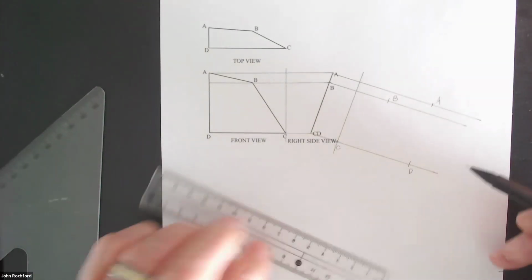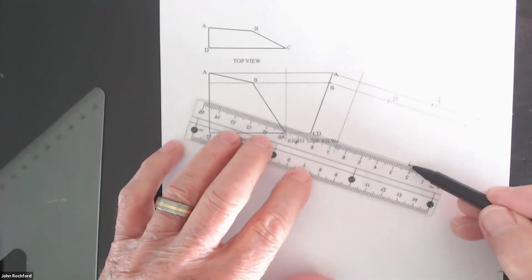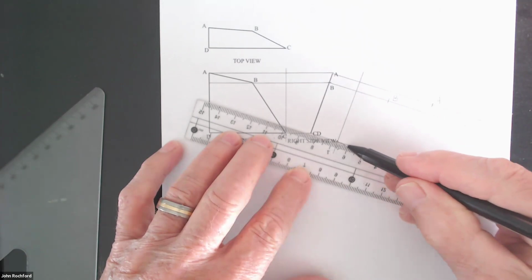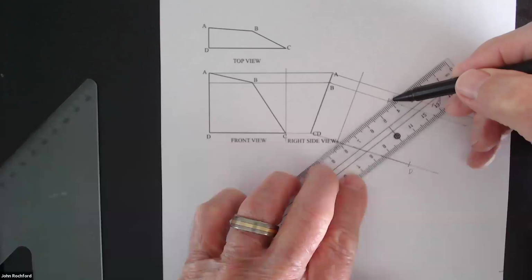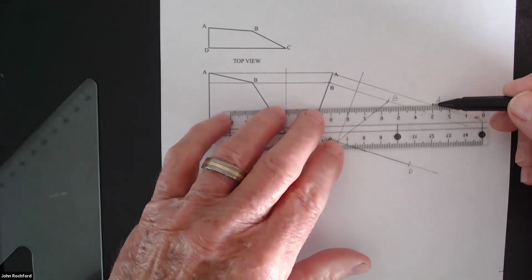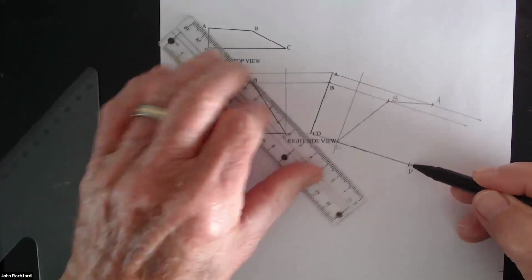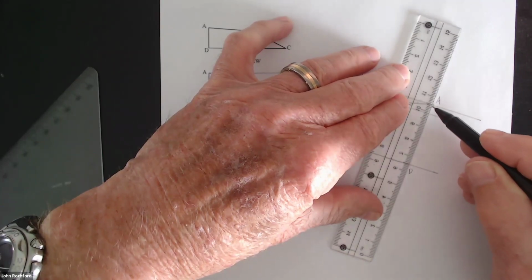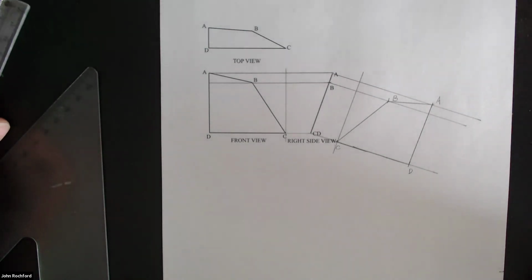Then it's a simple matter of firming in these lines here. To join two dots, it's best to put your pencil on one dot and then put the rule on the other. Makes it much easier and much faster to do that. And that's the development of the surface ABCD.